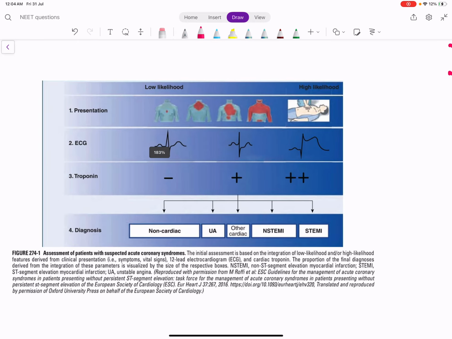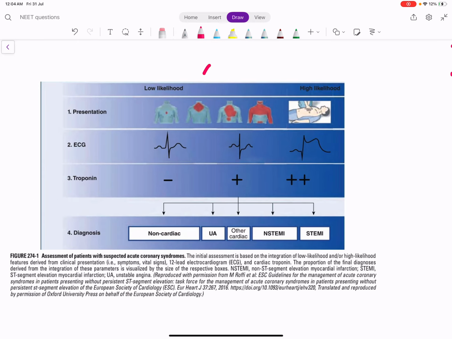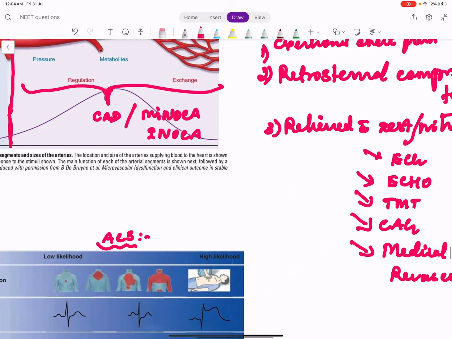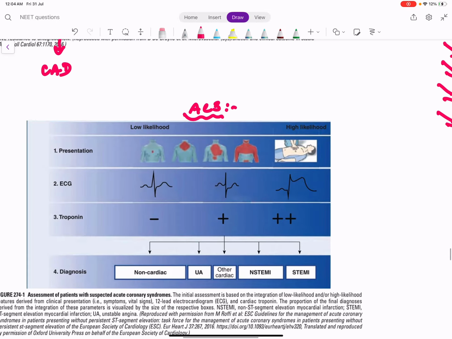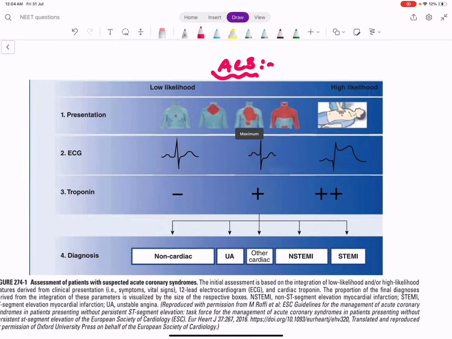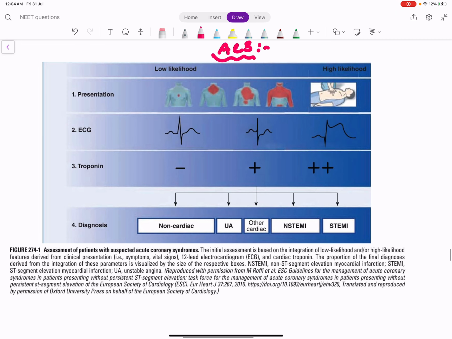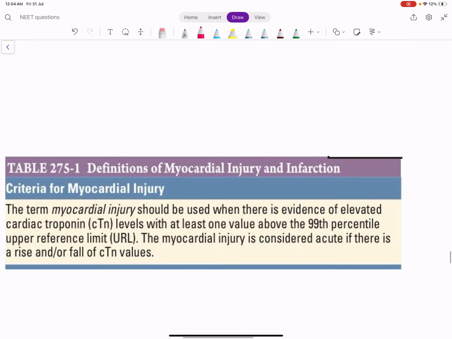So this diagram says about acute coronary syndrome. We are not discussing a patient who comes to the OP with stable angina. We are discussing a patient who comes to the emergency with chest pain. So emergency with chest pain can be either unstable angina, or it is N-STEMI or a STEMI. So how will you define the term MI?